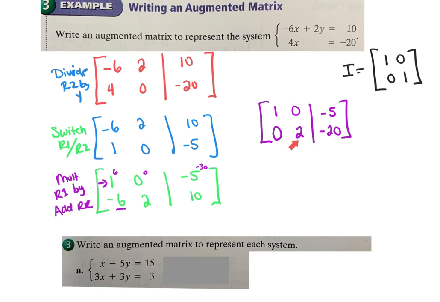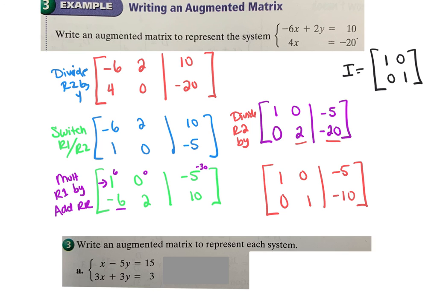Now what do I need him to be? I need him to be a 1. How do I get him to be a 1? Divide by 2. And so I'm going to divide row 2 by 2. All right? Which means I'm going to have 1, 0, negative 5. 0, this divided by 2 is 1. This divided by 2 is negative 10. All right?